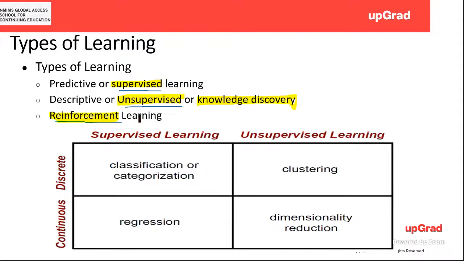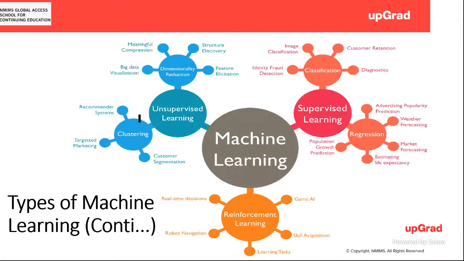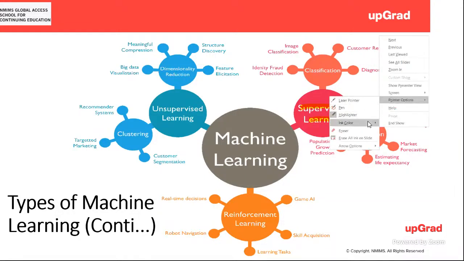Okay, let me explain one by one first, right? So if you see, machine learning is supervised machine learning, unsupervised learning and reinforcement learning, right? In the case of supervised, we have regression and classification. You are going to learn these regression and classification in your syllabus, right?